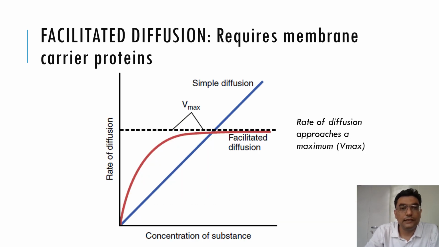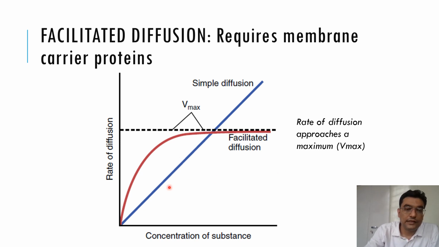Now we will see facilitated diffusion. We saw simple diffusion, where substances simply pass through the membrane, as well as the channel proteins, the voltage gated ion channels and the ligand gated ion channels. Now we will see facilitated diffusion.